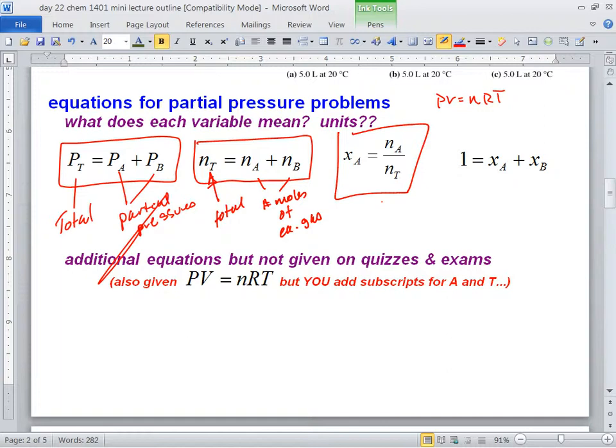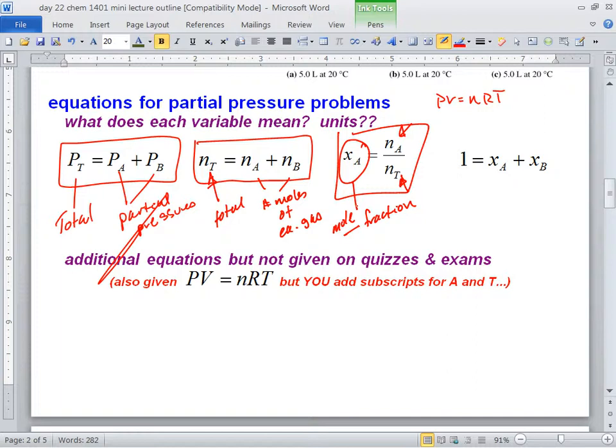NA and NT. The N's probably stand for what again? Moles. Okay. So if you take the moles of gas A, divide it by the total number of moles, you get this thing. They call it the blank fraction. Dividing moles of gas A by the total, you probably get the mole fraction. Right? Get the mole fraction.